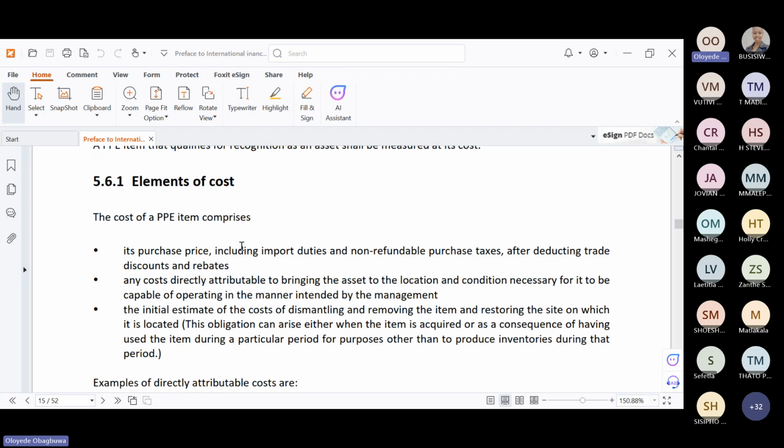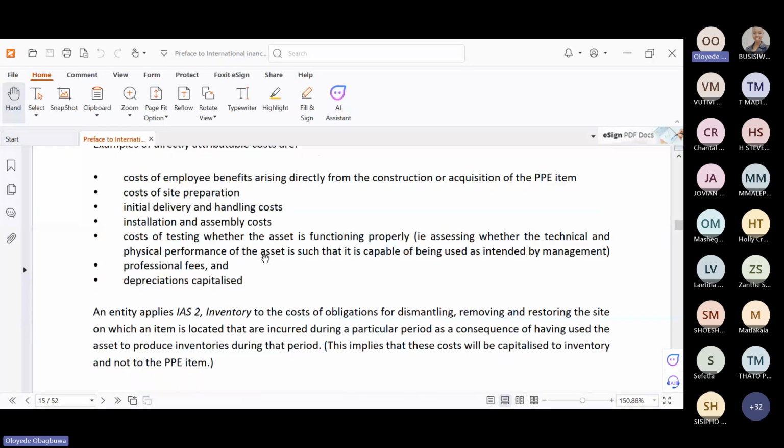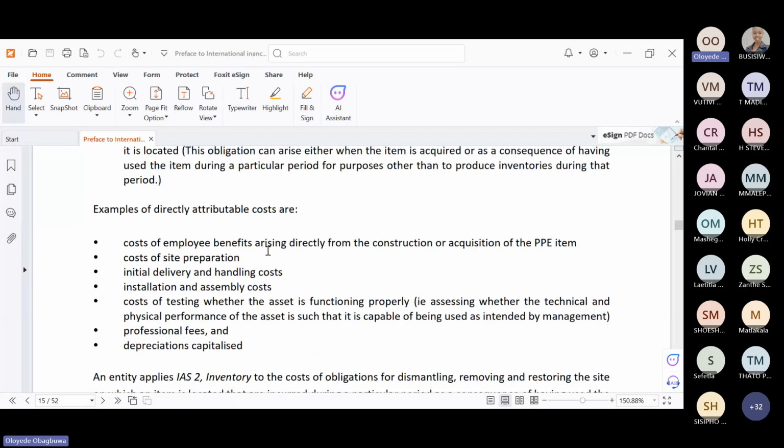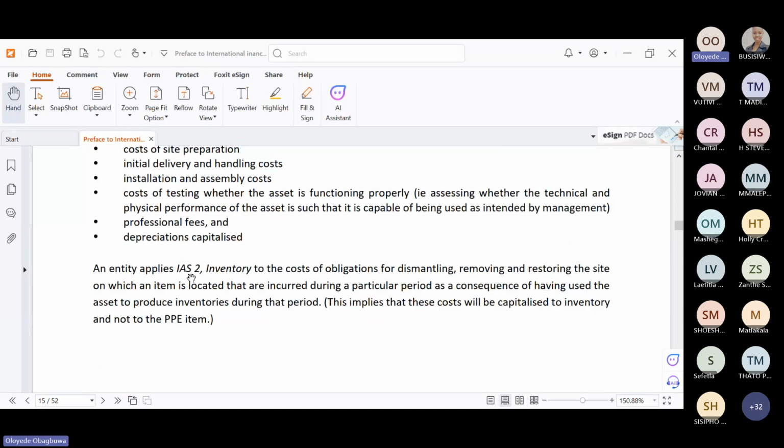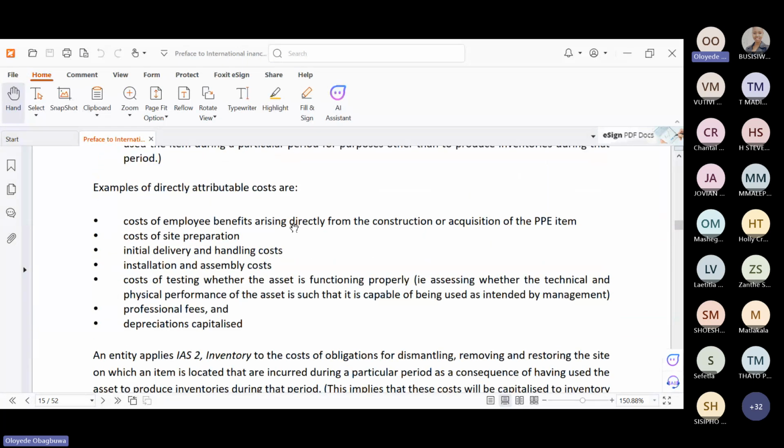When you talk of an asset, there are other direct costs that will need to be added to the actual purchase price, if they are those costs that are directly attributable to bringing the asset to the location and condition necessary for it to be capable of operating in a manner intended by the management. Okay? Then we have some examples of that. These are examples of direct attributables. This is as applied to IAS 2 inventory, which we discussed last week.